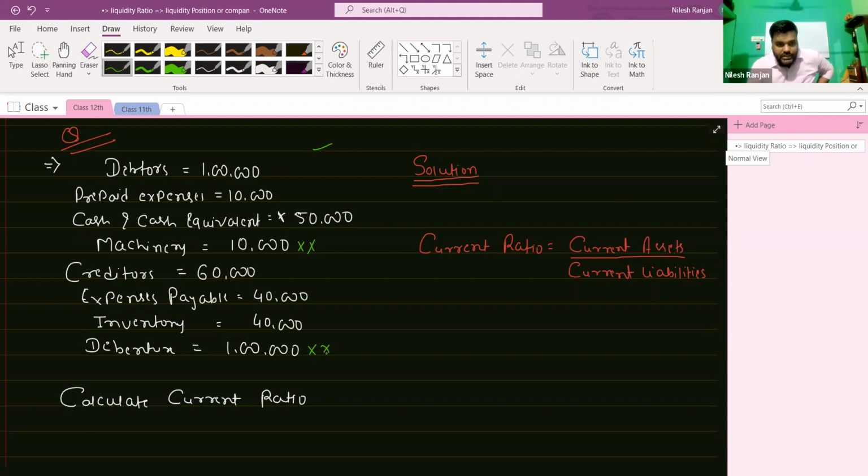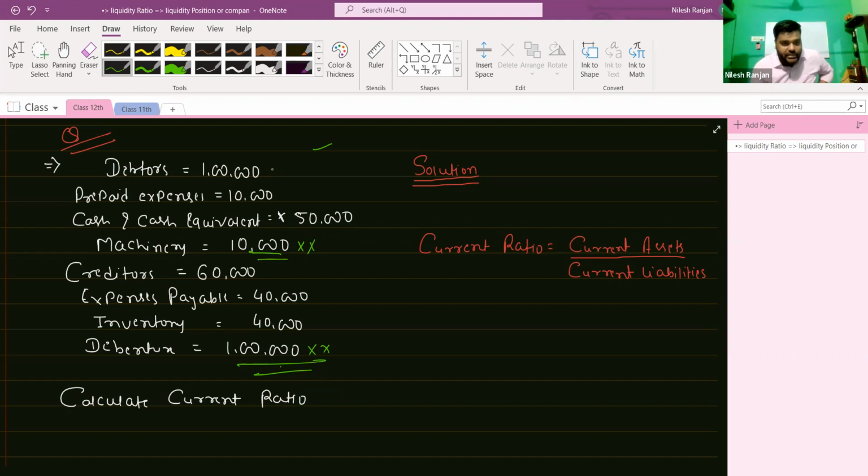So debenture is actually a long-term liability. Long-term liability means it is generally payable after 3, 5 or 10 years. So it cannot be included. And machinery is of rupees 10,000 and you cannot sell machinery easily. Yes or no? Yes, sir. So machinery is a long-term asset. You cannot include it in current assets.